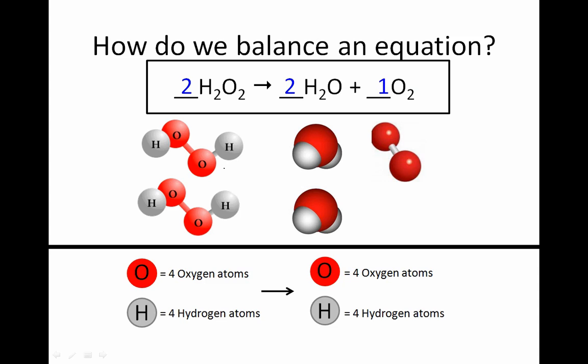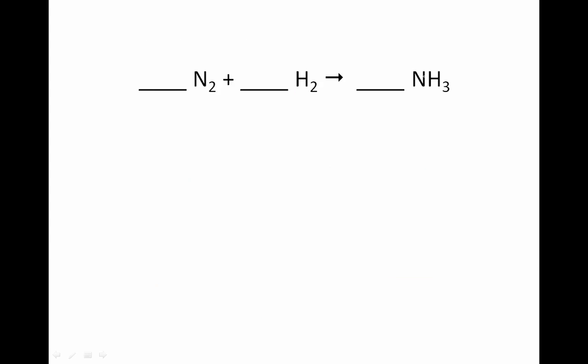In order to get them to balance, if we place a 2 in front of hydrogen peroxide, which is H2O2, and a 2 in front of water, and leave oxygen as 1, then we can count up how many of each type of atom we have and see if it's balanced. On the left-hand side, we have 4 oxygen atoms and 4 hydrogen atoms. On the right, we have 4 oxygen atoms and 4 hydrogen atoms. And so therefore they are balanced because we have the same number on both sides. So our seesaw, our teeter-totter, is going to be balanced.